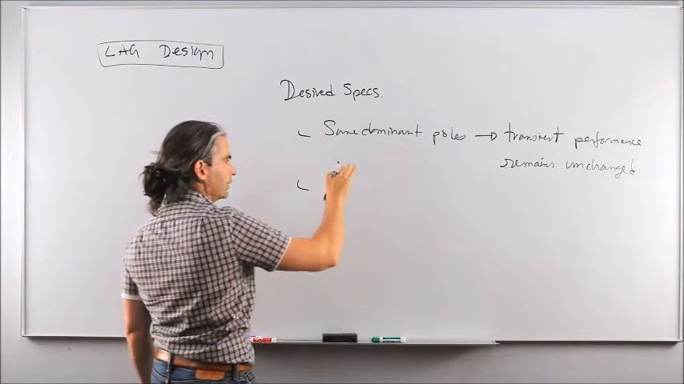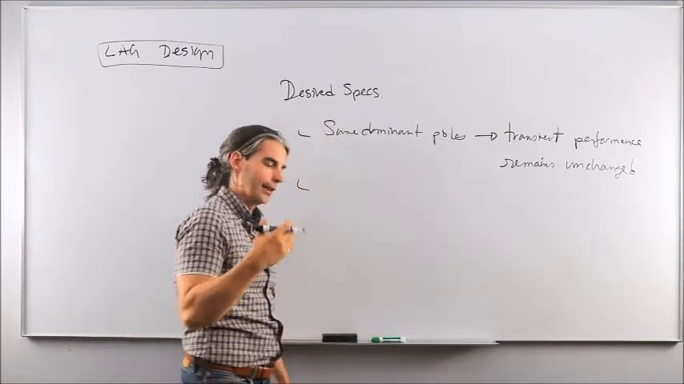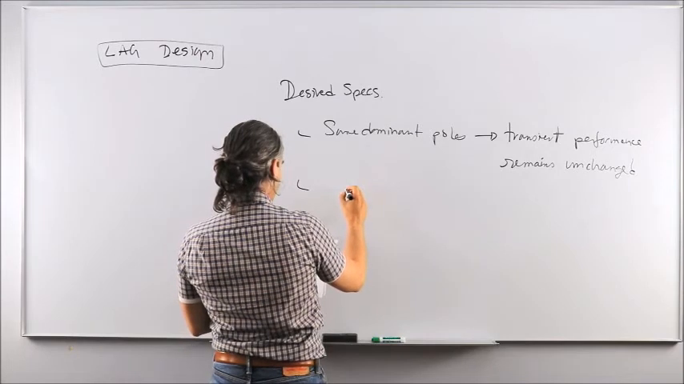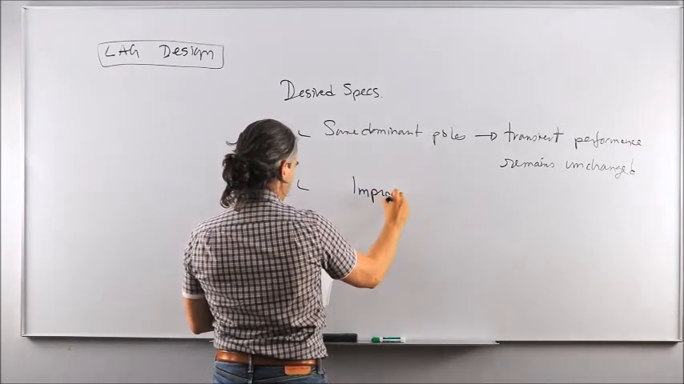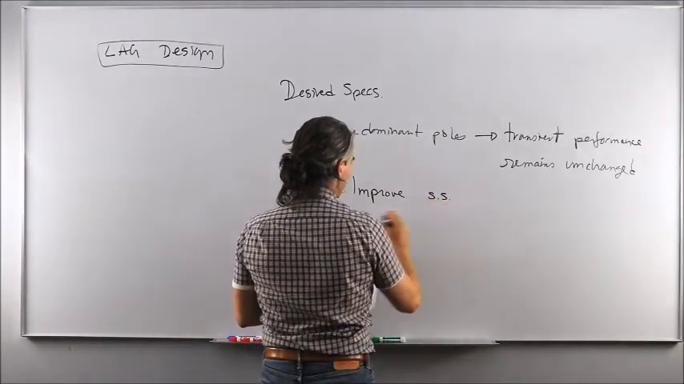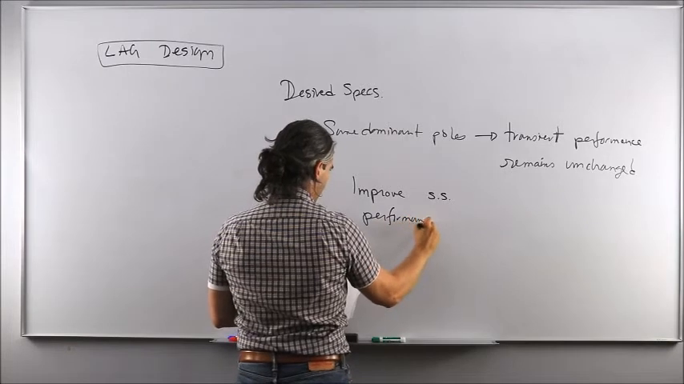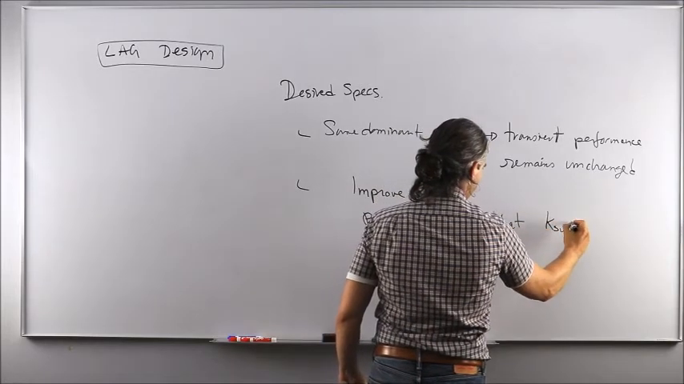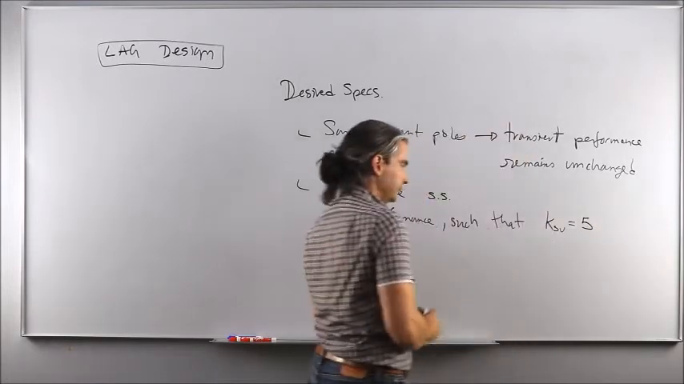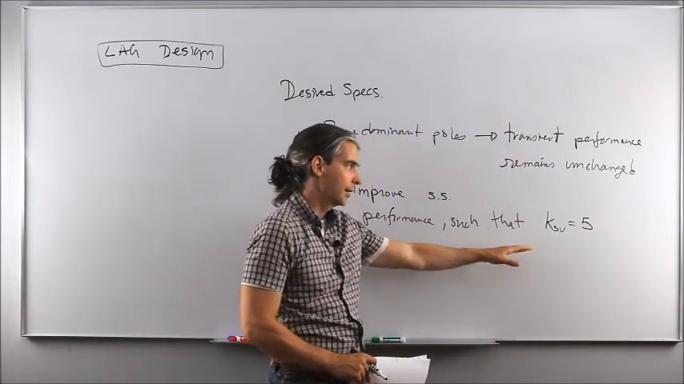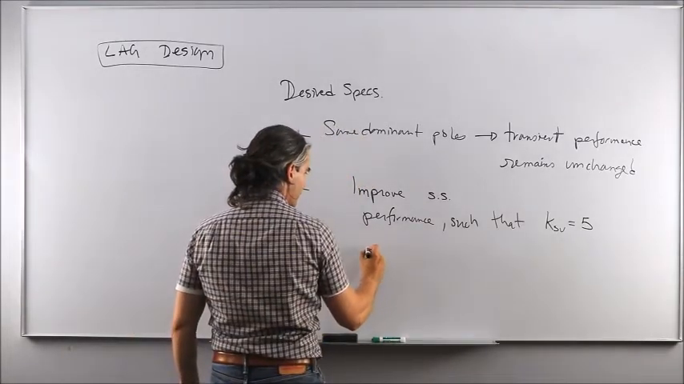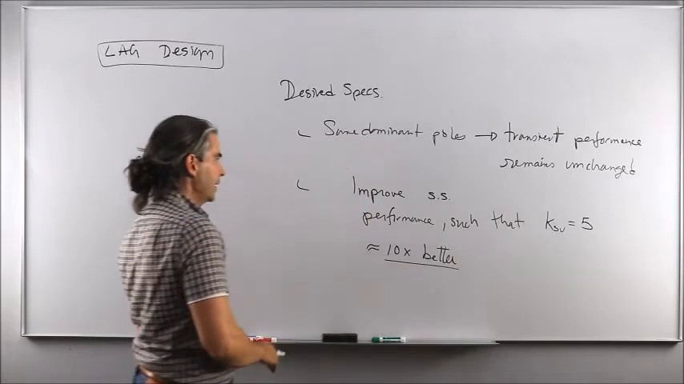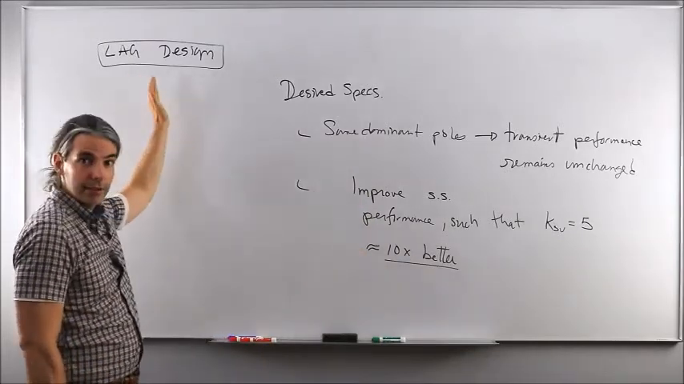But you know what? I'd like to have a tighter response in steady state, i.e. I would like to reduce the steady state tracking error. And specifically, I would like to improve steady state performance such that my KSV gives me approximately 5. And we had 1.6 over 2, meaning that we want KSV about 10 times better. Okay? And that is the basis of this phase lag design.